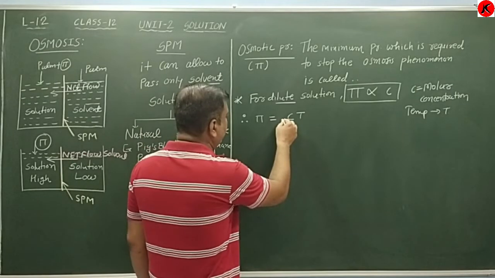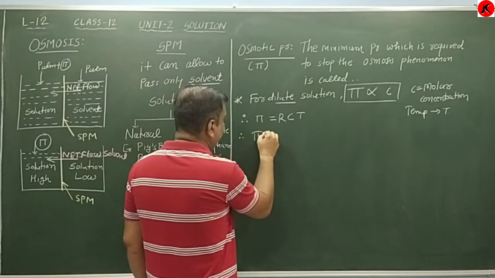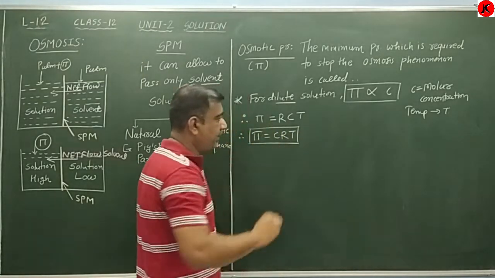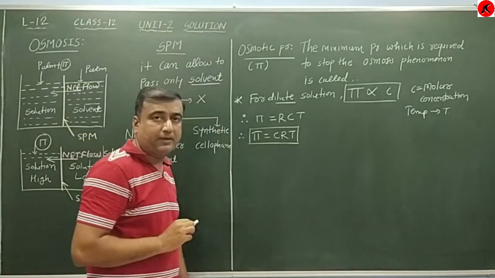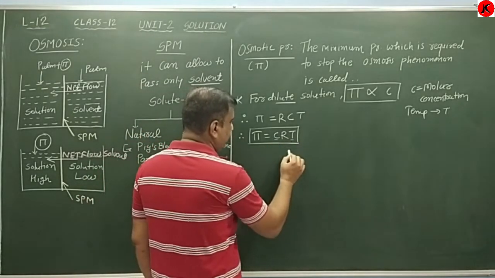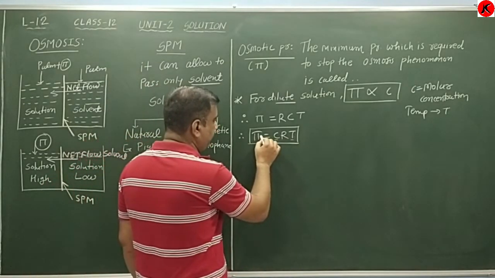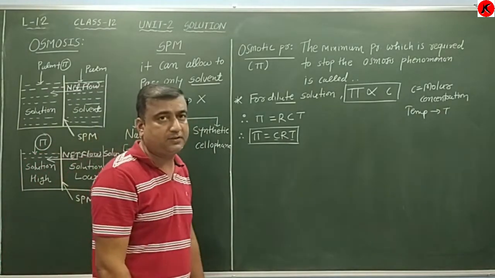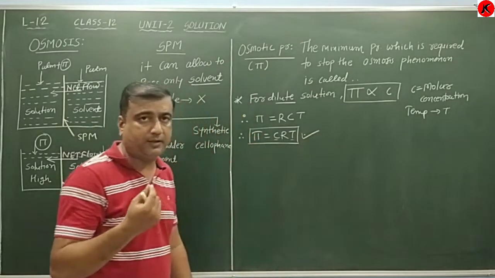Now here the proportionality constant is R. That means we can write pi equal to CRT. Remember, to calculate the osmotic pressure, it depends upon molar concentration and temperature. If temperature changes, osmotic pressure changes; if molar concentration changes, osmotic pressure changes. So remember this formula, useful for calculation purposes.